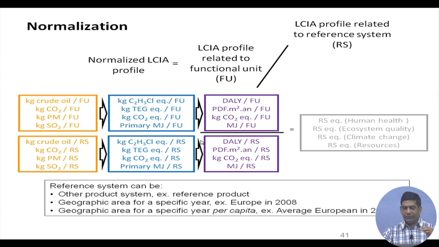So basically we divide it. Here you see a middle line, so now your numerator is the impact coming from this particular LCIA profile related to the functional unit, divided by the baseline, and that gives you the reference system equivalent in terms of human health, ecosystem quality, climate change and resources. Then we are putting things in a big picture perspective. So that's how we normalize our data, based on all the other things happening around in the system. So that's how things are done.